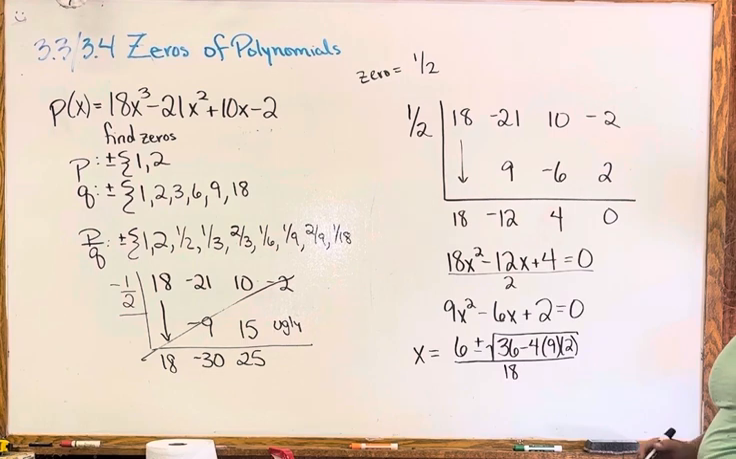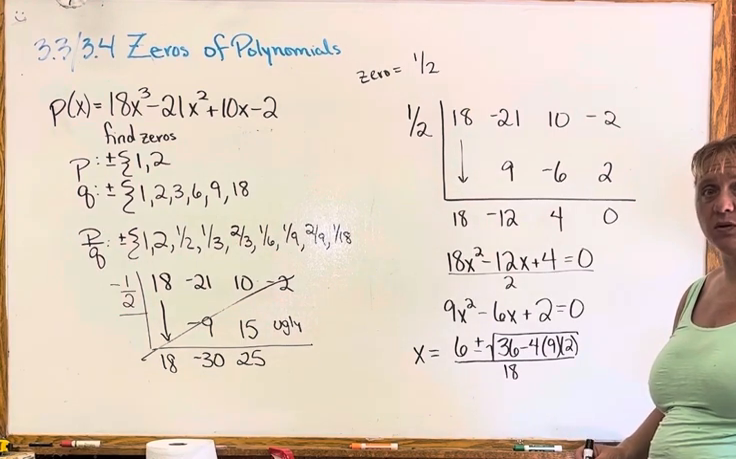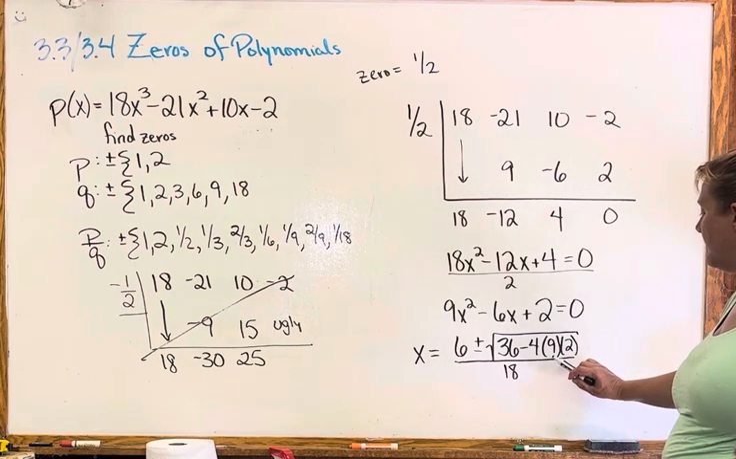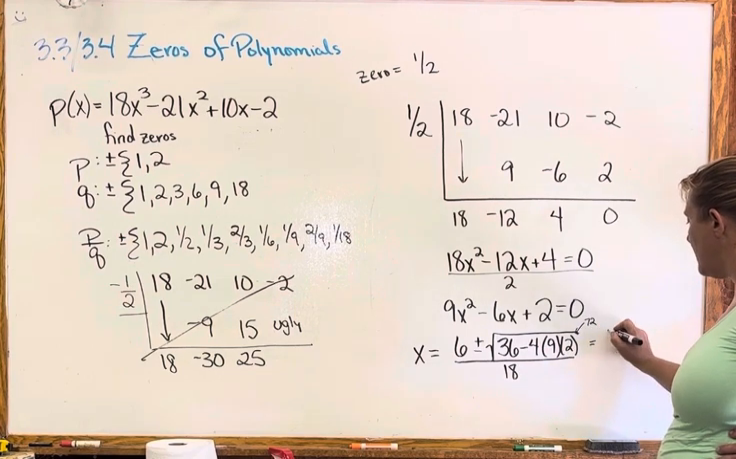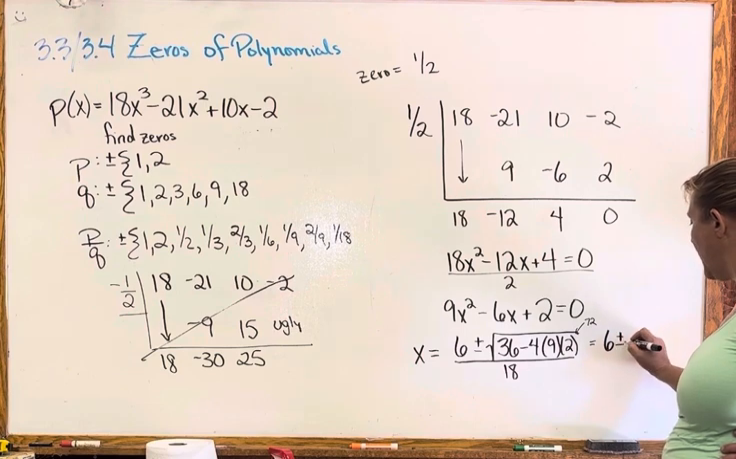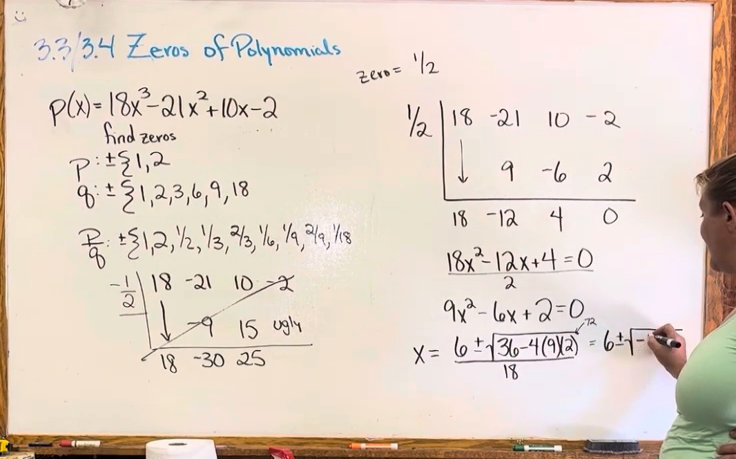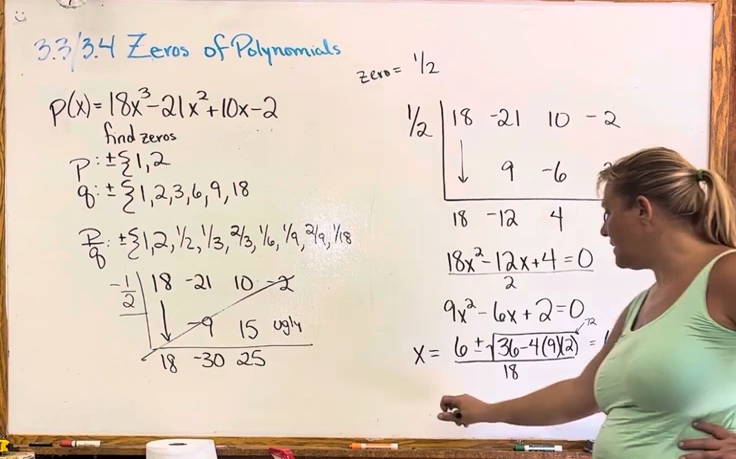And now we're going to simplify a little bit. And we're not getting our calculator out. I do not want this in decimal form. I want to see it simplified. So 4 times 9 is 36, times 2 is 72. So this is going to be 6 plus or minus, and 36 minus 72 is negative 36 over 18.